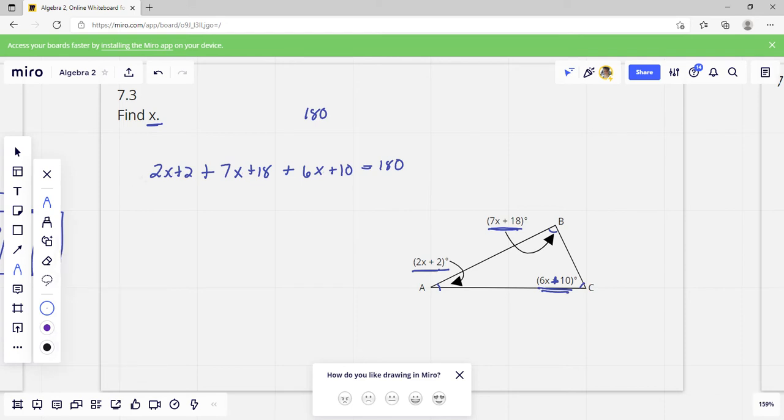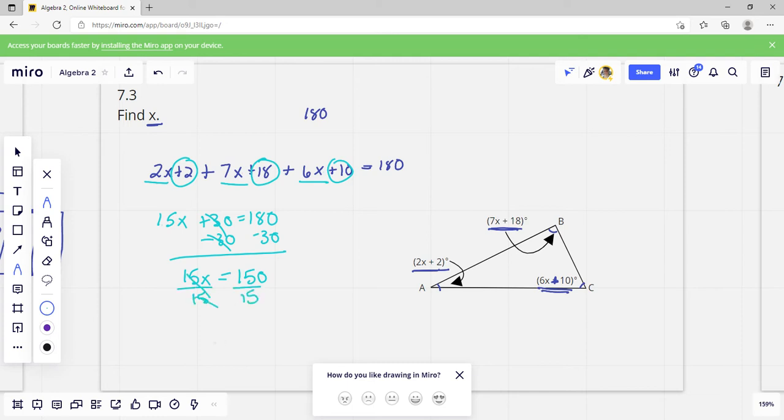So I've got 2x and 7x and 6x. That would be 6, 6, 13, 14, 15x. And then I've got 2 plus 18. That would be 20 plus 10 would be 30 equals 180. And then I subtract my 30. I get 15x equals 150. And then I'm going to divide by 15 on both sides. And I get x equals 10.